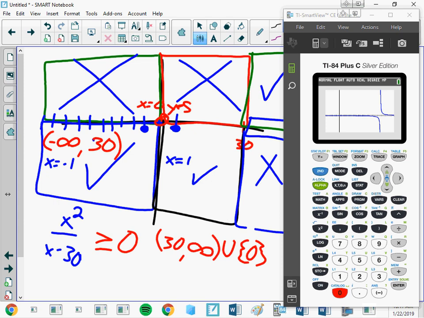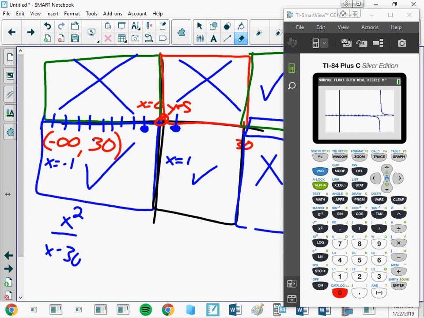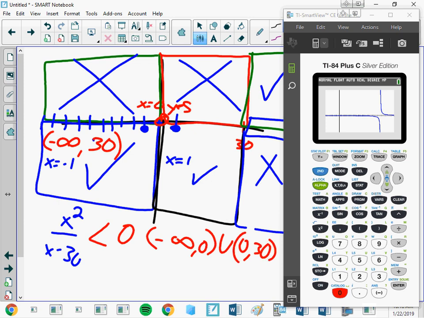Let's see if you understand this. What if it said less than 0? What would it be? Negative infinity to 0, union with 0 to 30, sorry. Okay.